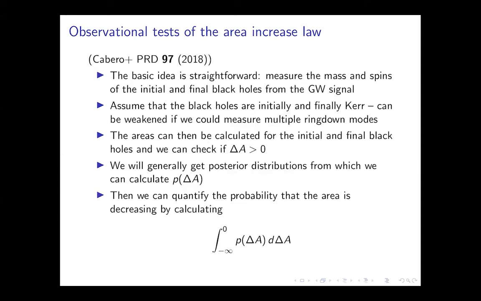So this is then the basic idea. It goes back to, in fact, an idea by Scott Hughes back in, I think, the late 1900s. You measure the masses and the spins of the initial black holes from the inspiral analysis, and you measure the final black hole mass and spin based on the ring down analysis. And then from both of these, you compute the initial and the final areas, and then you can really check if the area increase law is satisfied. In reality, what you will obtain are distributions for the change in the area, and then you can simply integrate that distribution for all negative values, and that tells you the probability that the area is decreasing, and that's a quantitative measure of how much you can violate the area increase law.